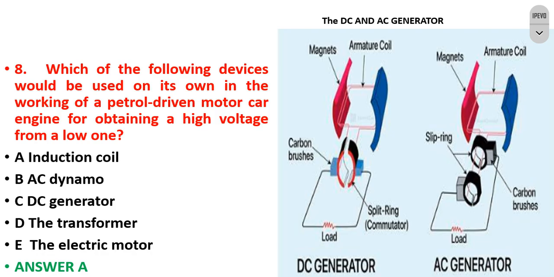or you call it the commutator. When you do that, automatically you have converted the AC generator to a DC generator. So if we want to convert the DC generator to an AC generator, it means we are going to replace the commutator with the slip rings. Look at the spelling. The spellings are not the same.